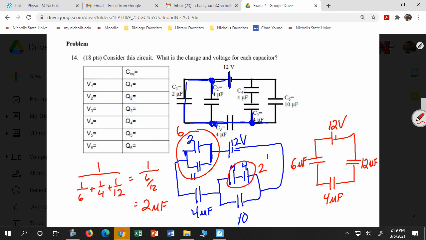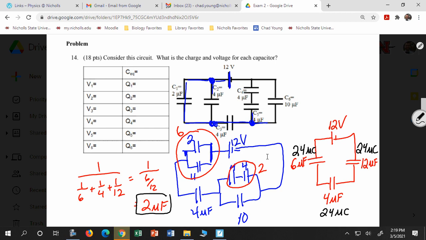which means that if I have a 2 microfarad capacitor with a 12-volt battery, that means they all have what charge on them? 2 microfarad equivalent capacitance with a 12-volt battery. What's the charge on that capacitor? 24. That means that this has 24 microcoulombs. This has 24 microcoulombs, and this has 24 microcoulombs.